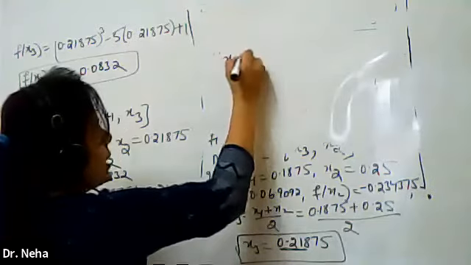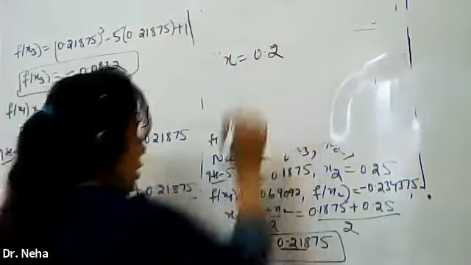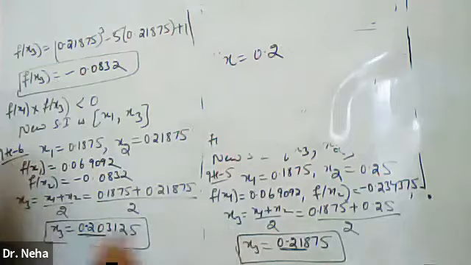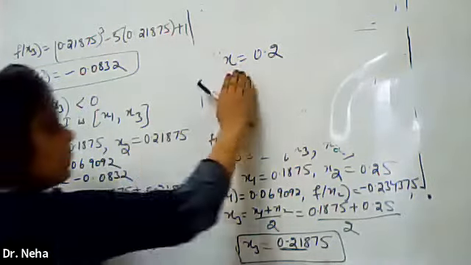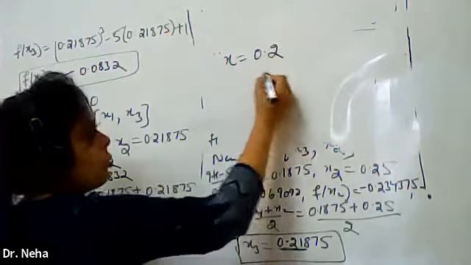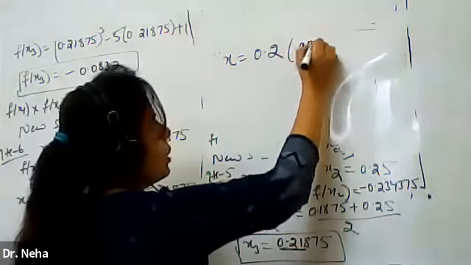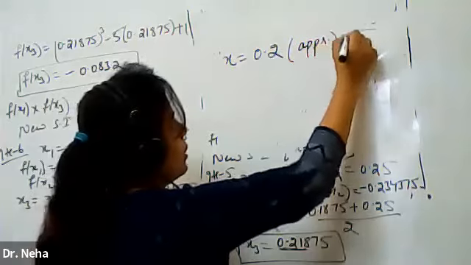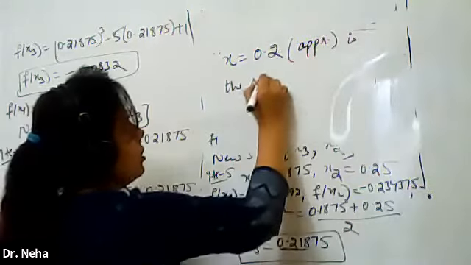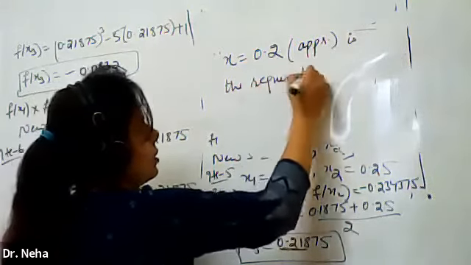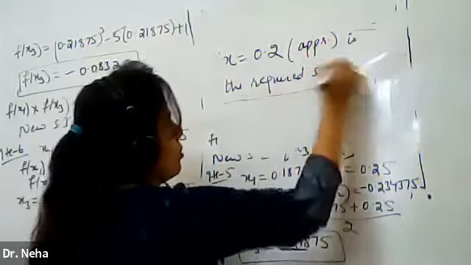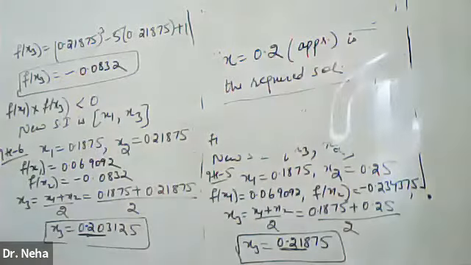Therefore, x is equal to 0.2. The value which is repeating itself, not the complete value. x equal to 0.2. You can write down the word approximately. Therefore, x equal to 0.2 approximately is the required solution.